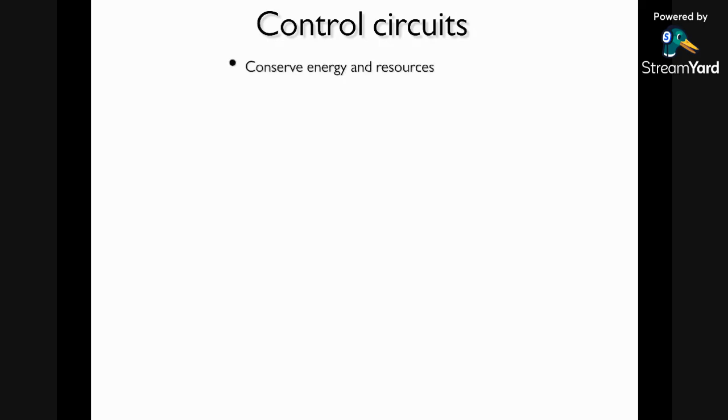Ultimately, control circuits have the following properties, and this is why they're important. They conserve energy and resources. That is primarily the reason why cells, bacteria in this case, use control circuits. The reason is to conserve energy, to not waste resources. It is achieved through primarily feedback inhibition, which you should have covered last year in lower sixth at least once.